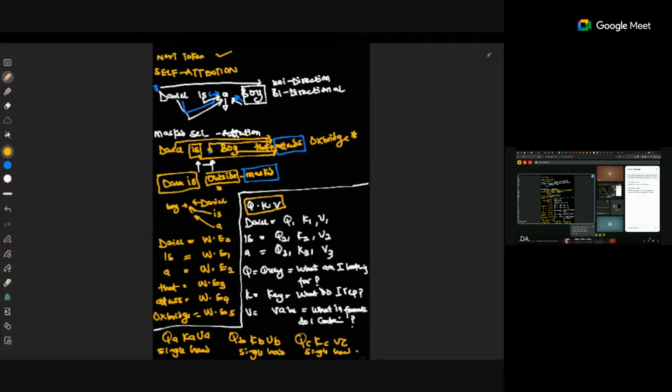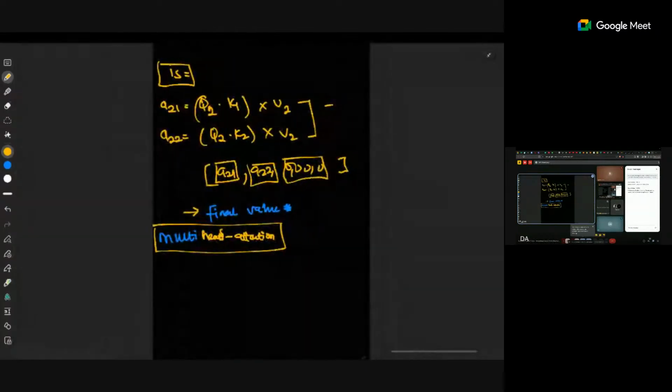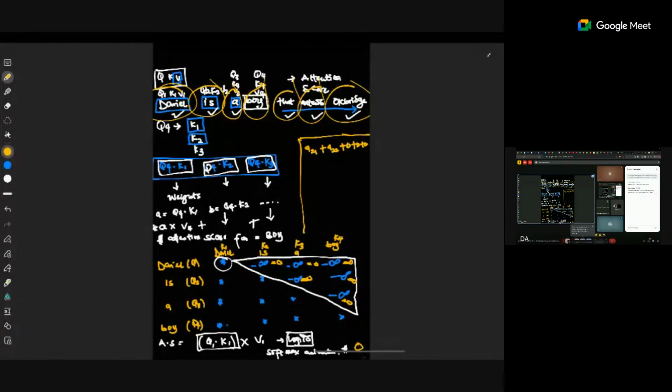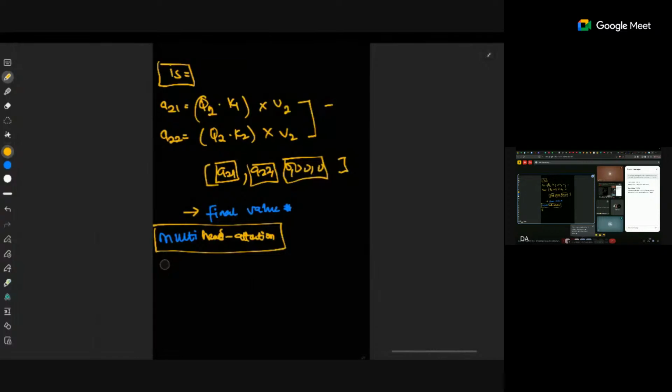These heads follow the QKV process I explained earlier, which means that there's a QKV meaning for all the words in your sentence. So you have something like, if you have Daniel, still using our example, Daniel is a boy. I would say Daniel is K1, is is K2, a is K3, boy is K4. It means that we would have something called QA1, QB1, QC1. All right.